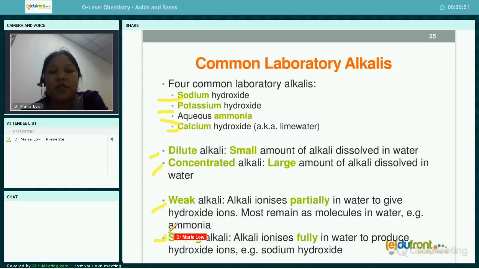So what it means over here is weak alkalis will ionize partially in water to give hydroxide ions, and most of them will remain molecules. A good example would be ammonia. Ammonia is actually a weak alkali. Strong alkalis will be alkalis that ionize fully in water to produce your hydroxide ions. For example, your sodium hydroxide.